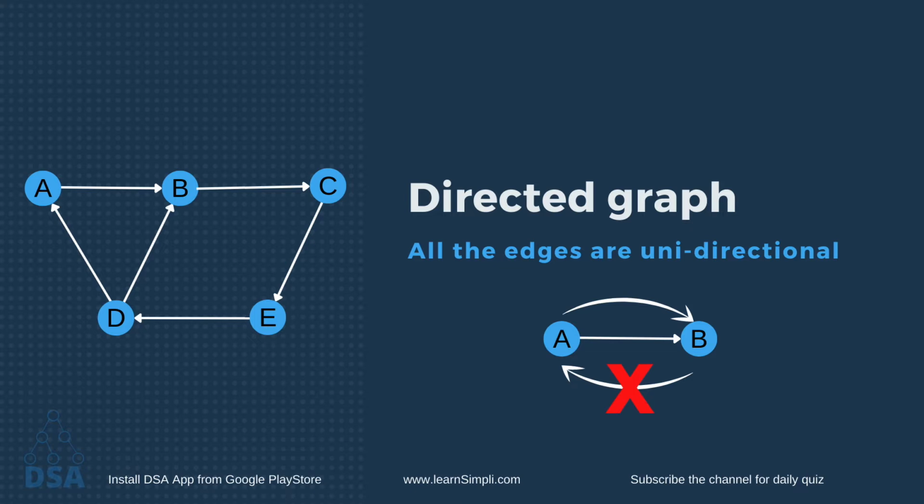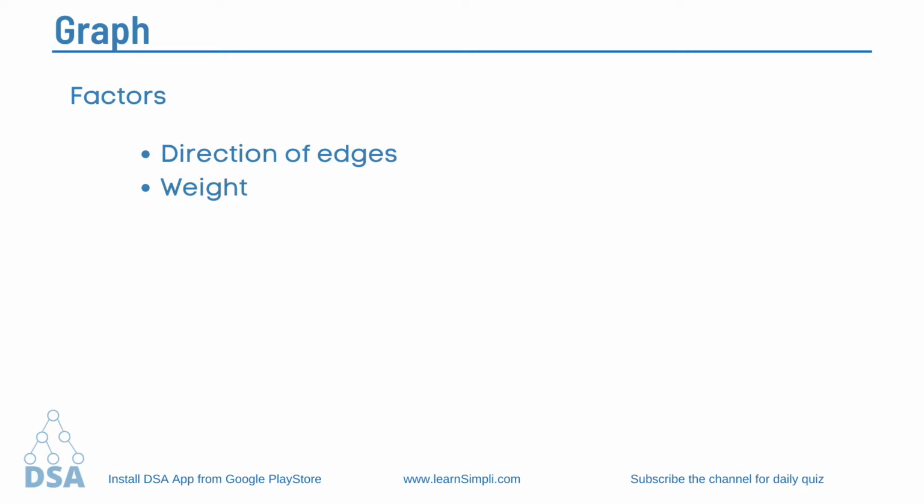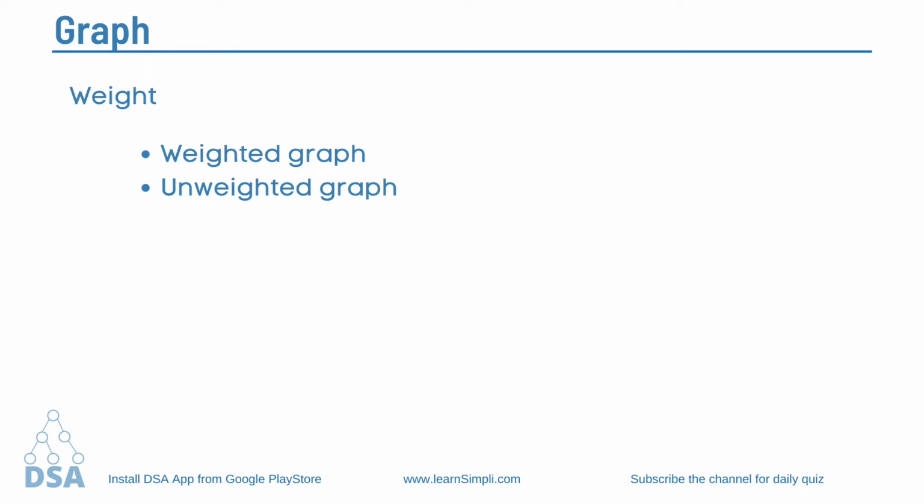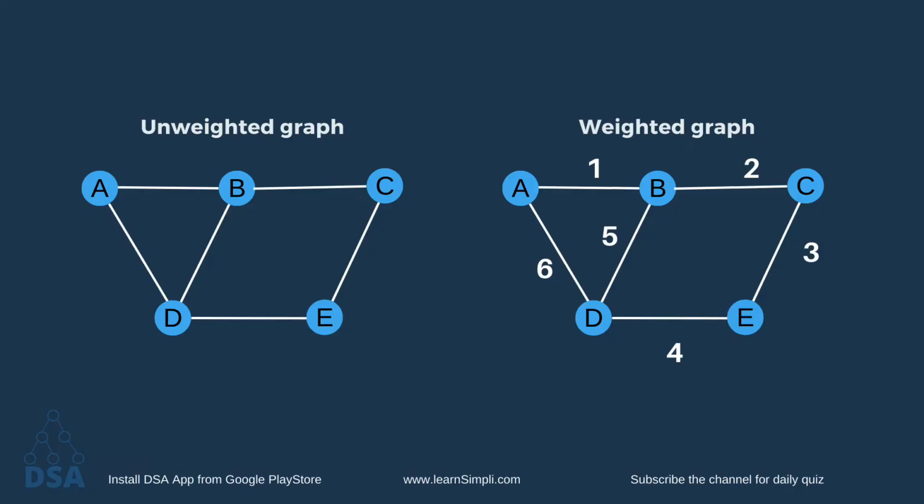Let's talk about the next factor based on which the type of the graph is decided, and that factor is weight. So here we can again see two types, weighted graph and unweighted graph. In weighted graph, each edge is assigned with a cost or weight. The value can indicate length, cost, weight, height, etc. If edges are having values, then that graph is called weighted. And if edges does not have any value, then it is unweighted graph.